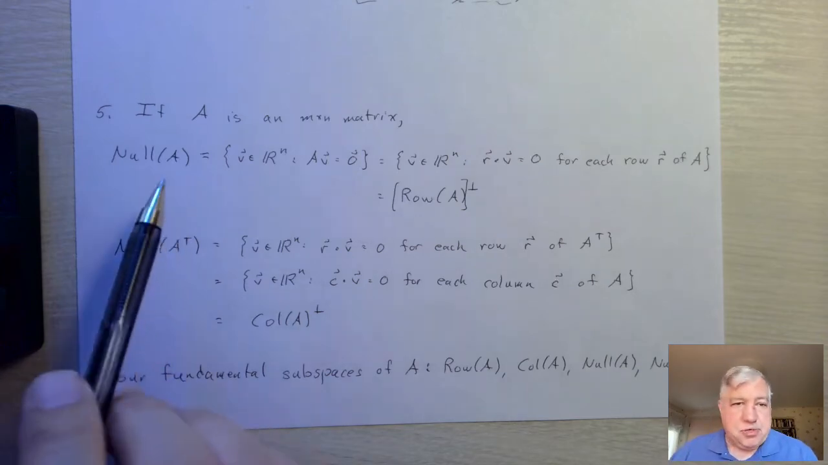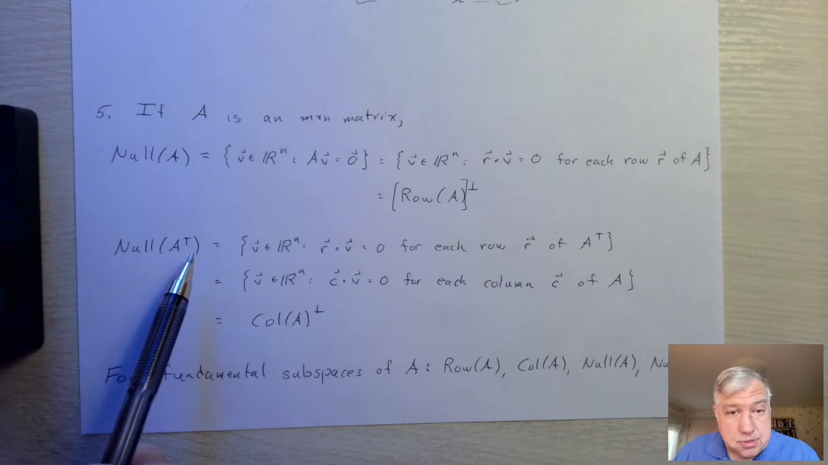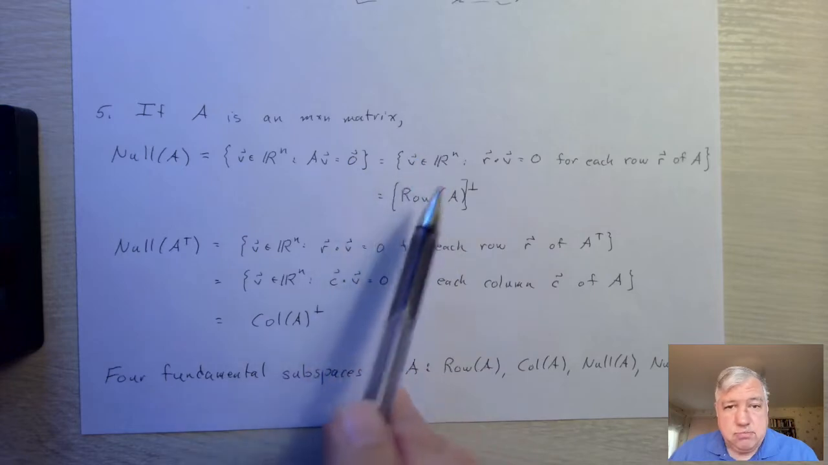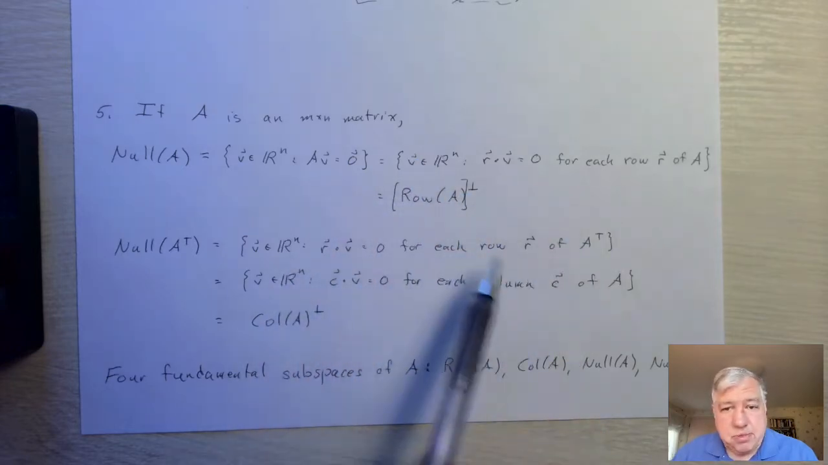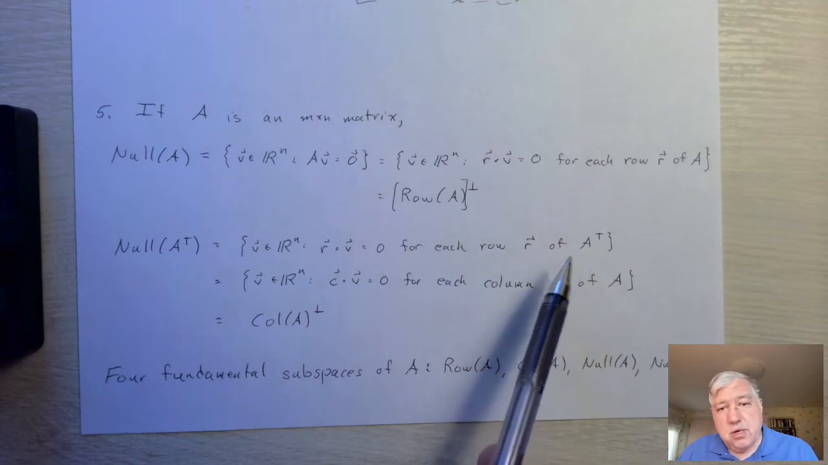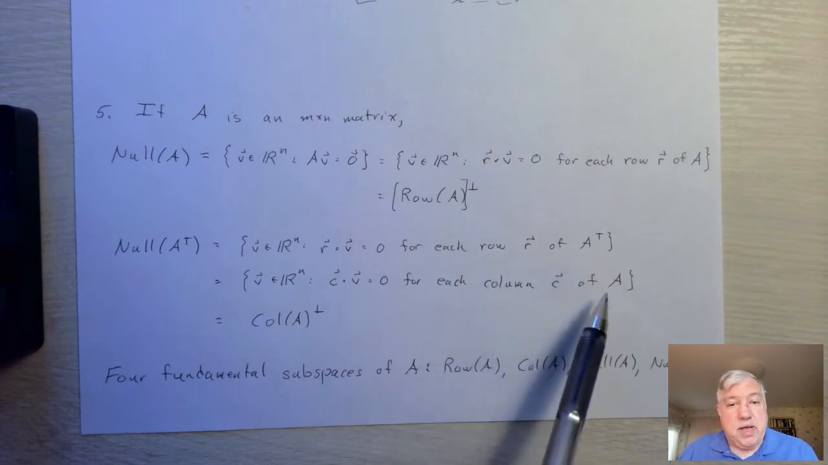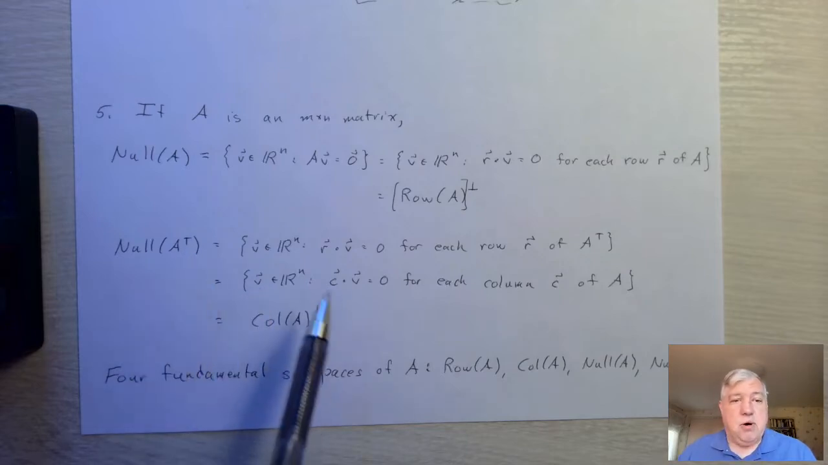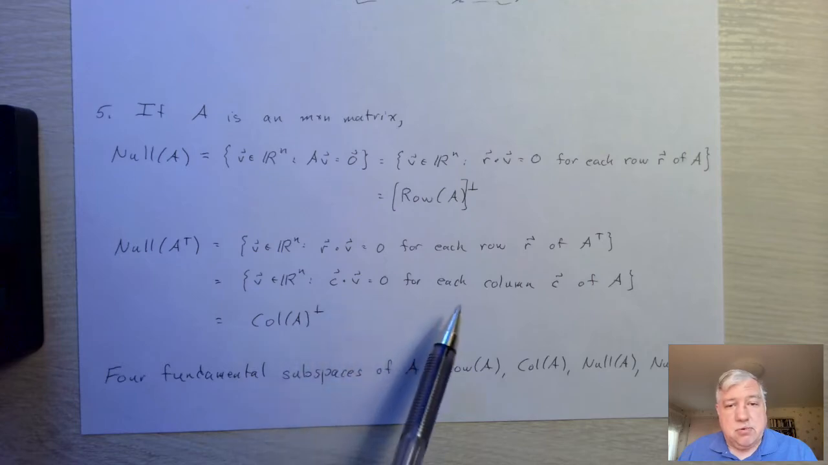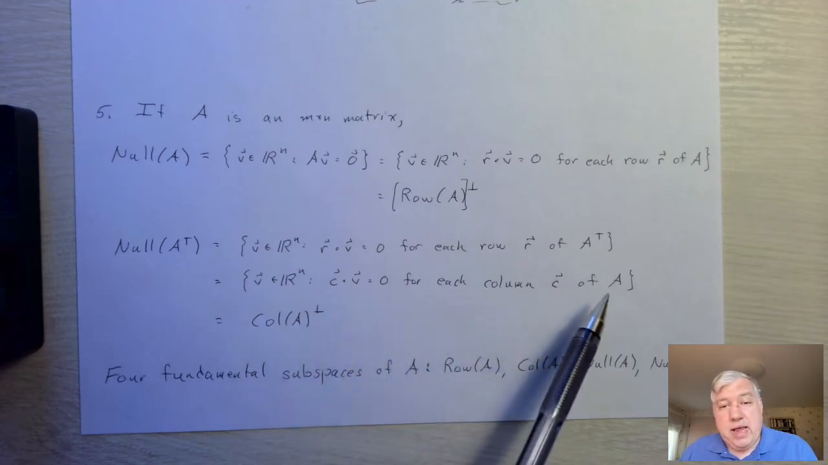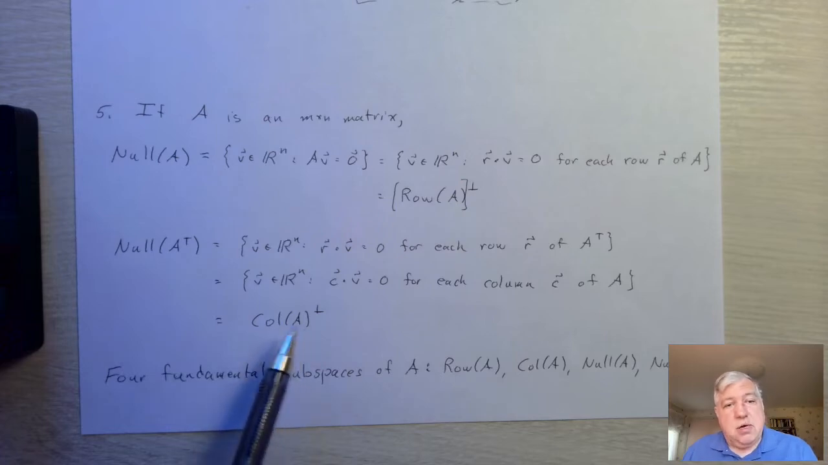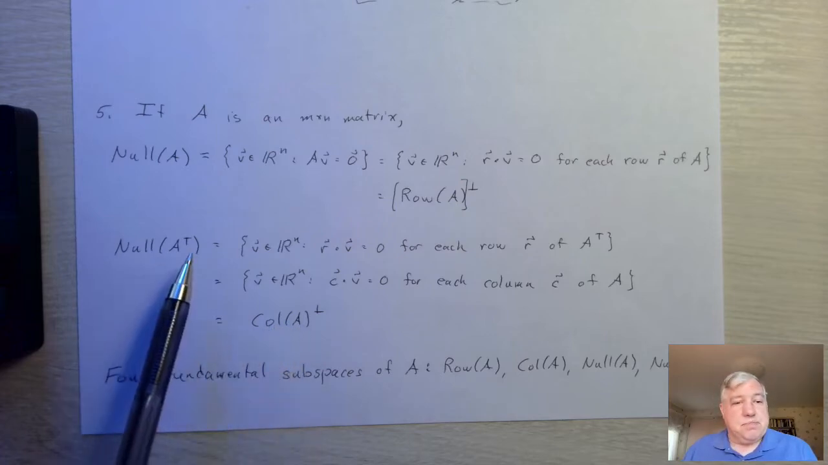Similarly, if we replace A with A transpose, of course a row of A transpose is a column of A. So the null space of A transpose is all vectors V which are orthogonal to each column of A, and the columns of A are just the generating set of the column space. So this is the orthogonal complement of the column space, which is the null space of A transpose.